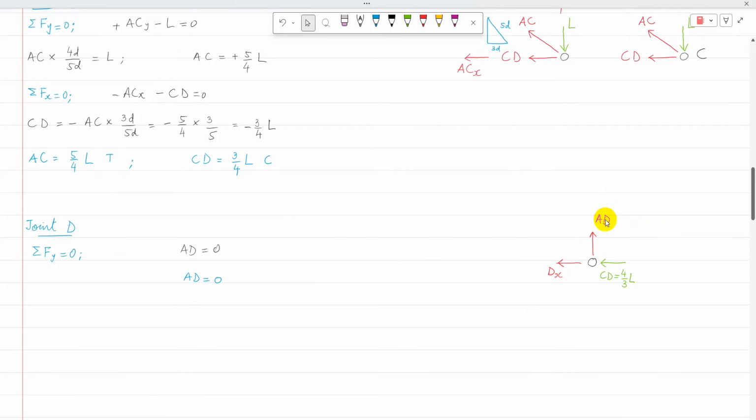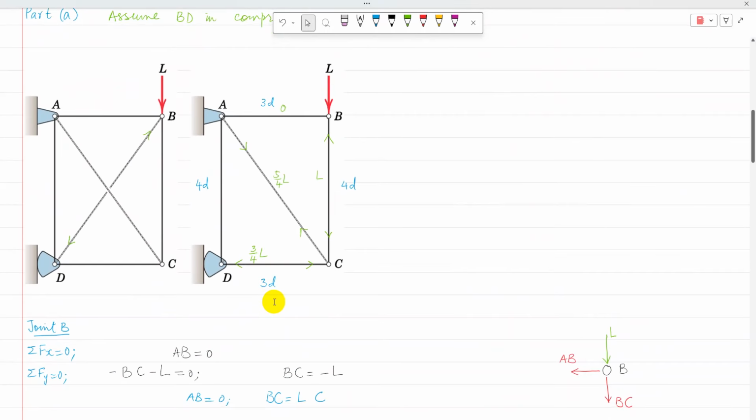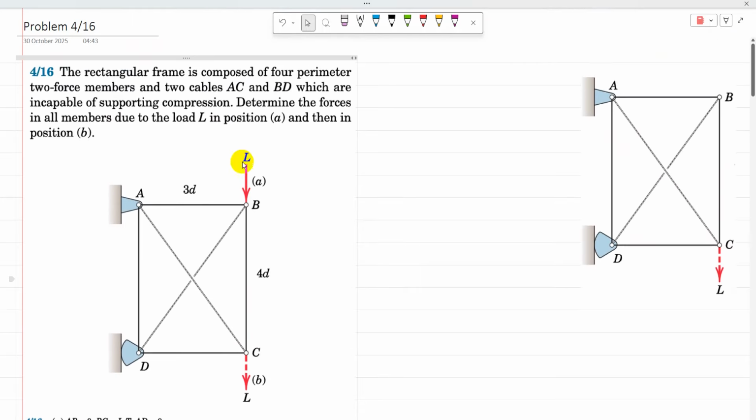So I can apply sigma Fy equal to 0. So sigma Fy gives AD equal to 0. So AD is equal to 0. Then I can show all the member forces on the truss. From here it is verified that AC is in tension. So when the load is applied at B, AC is in tension, and that is the complete solution of part A, when the load is acting at joint B.